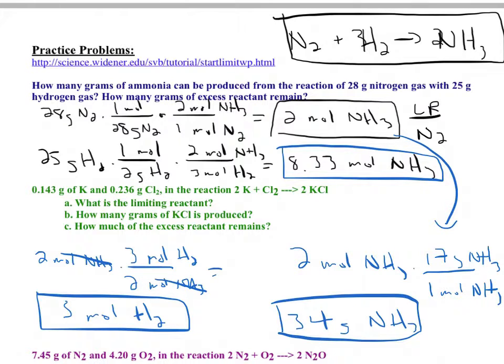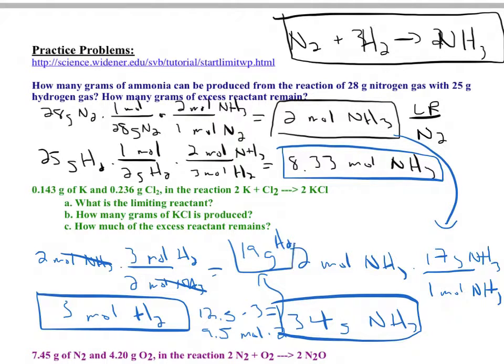So it says how many grams of excess remain. First of all, we can do the moles. 12.5 minus 3 equals what is that? 9.5. So 9.5 moles. And then the molar mass of H2 is 2, so multiply that by 2, and you end up with a total of excess left of 19 grams of H2.